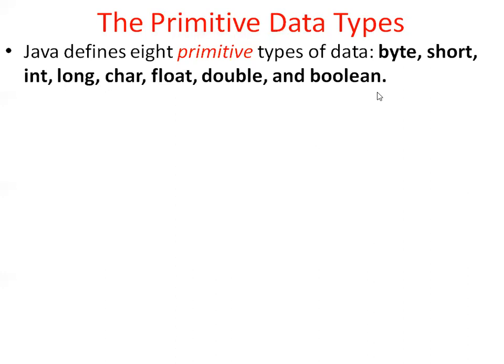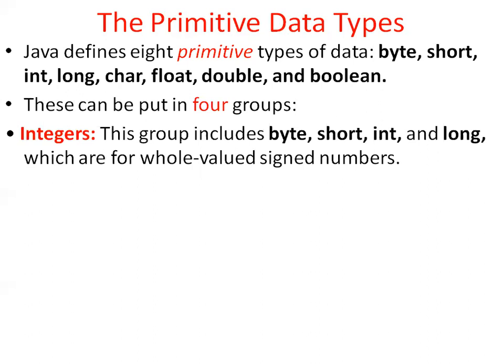Now these 8 types can be classified into 4 groups. First one is integer numbers. This group contains byte, short, int, and long. All these 4 types are integers only, which are nothing but whole numbers and signed numbers. Please remember, all these are signed numbers only. Signed numbers means it uses 1 bit for storing the sign.